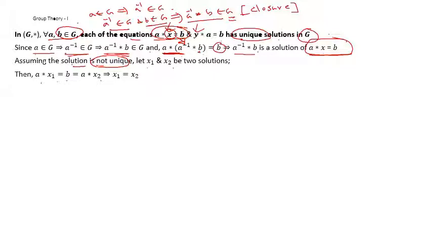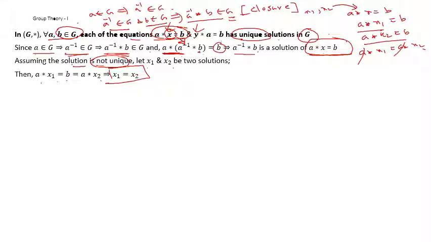রাইট? এই ইকুয়েশনে দুটো সলিউশন, তার মানে x1 এবং x2 দুটোই এই ইকুয়েশনের সলিউশন। তার মানে A star x1 equal to B এবং A star x2 সমান B। তাহলে they must be equal, that means A star x1 equal to A star x2. By left cancellation we get x1 equal to x2. The solution is unique.